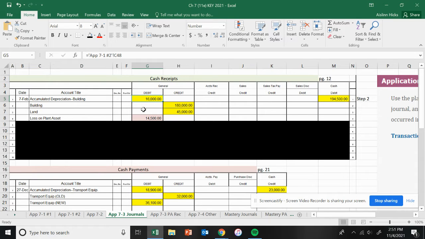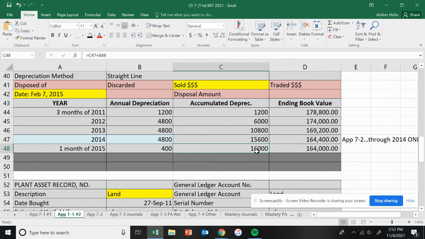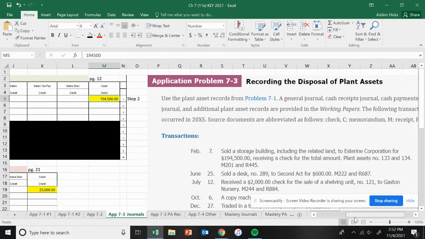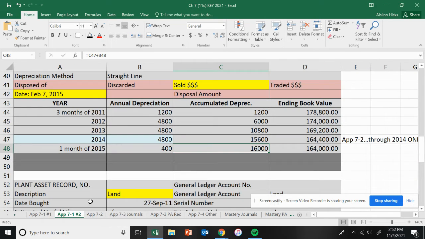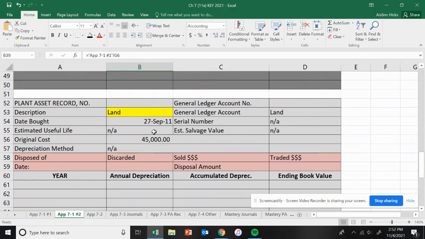The accumulated depreciation is a credit balance. So I'm going to type that in, and then I'm going to link it to the accumulated depreciation right here. The cash is a debit balance that comes from the text. Right here it says 194.5, so I put 194.5 in there. The original value of the building, I linked to the building right here. And the original value of the land, I linked to the original value of the land here.